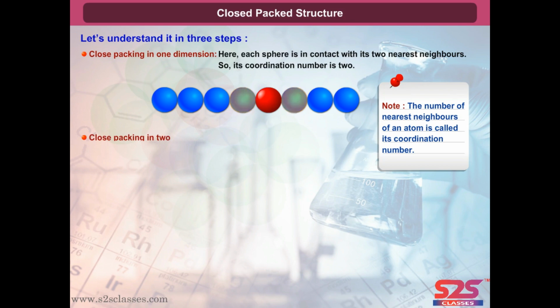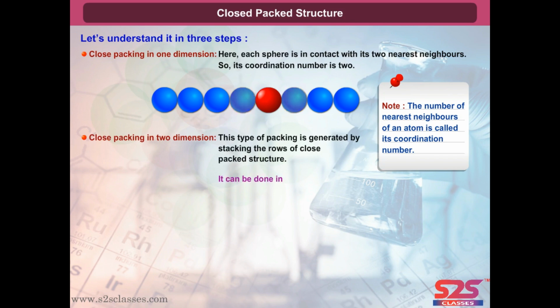Close packing in 2 dimensions. This type of packing is generated by stacking the rows of close packed structure. It can be done in the following ways: cubic close packed structure and hexagonal close packed structure.